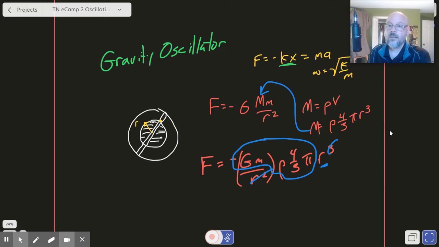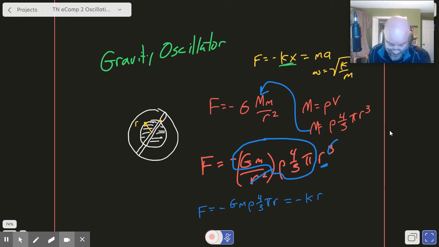Okay, I'm running out of room on my screen, rats. Okay, so it's going to get a little tiny. I apologize, I didn't plan ahead very well. So let me write all that stuff out. So our expression for F becomes minus G rho 4/3 pi r times m. And we want to massage that or force it to be some kind of k constant thing times a distance. And that's where we get our r from.